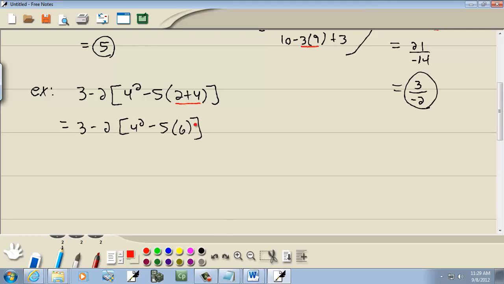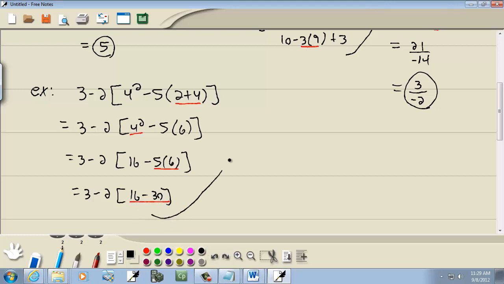And there's nothing left to do inside of those parentheses. Excuse, exponents. So I'm going to do 4 squared. 4 squared is 16. No more exponents. My dear, multiplication division. 5 times 6. 5 times 6 gives us our 30. Still doing what's inside the brackets. Still on, so we got Aunt Sally, addition, subtraction. Well, 16 minus 30 gives us negative 14.